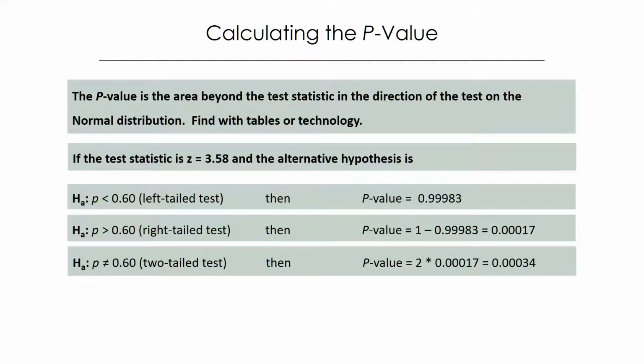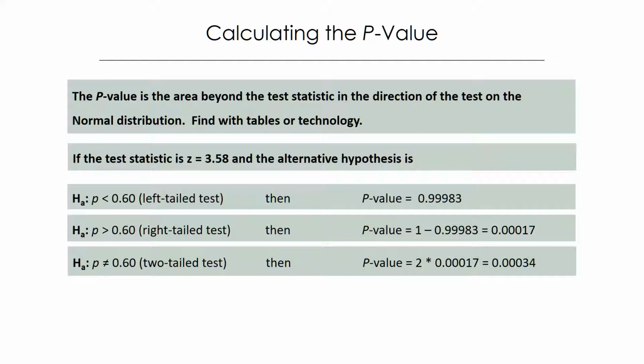Calculating the p-value. The p-value is the area beyond the test statistic in the direction of the test on the normal distribution. We can find this with tables or technology. For example, if the test statistic is 3.58 and the alternative hypothesis is h sub a, p less than 0.6, that would be a left-tailed test, then the p-value would be 0.99983. If the alternate hypothesis h sub a is that p is greater than 0.6, a right-tailed test, then the p-value is 1 minus 0.99983, which is 0.00017.